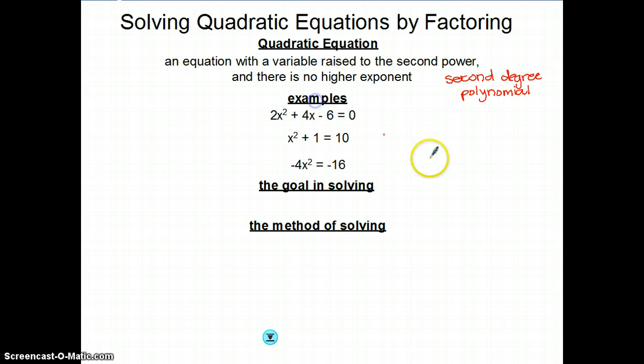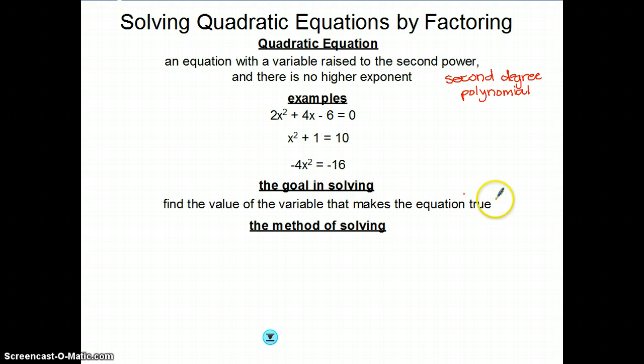Here are some examples. 2x squared, since there's an x squared, it is a quadratic, plus 4x minus 6 equals 0. X squared, again, since there's an x squared, and that's the highest exponent, this is a quadratic. X squared plus 1 equals 10. And negative 4x squared equals negative 16. Again, since the 2 is the highest exponent, it is a quadratic. These must have an exponent of 2, and there may be nothing higher in order for it to be a quadratic.